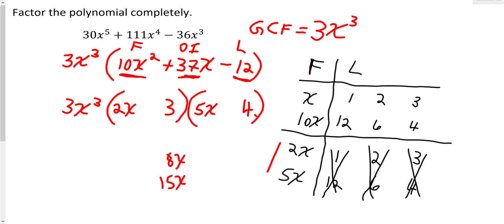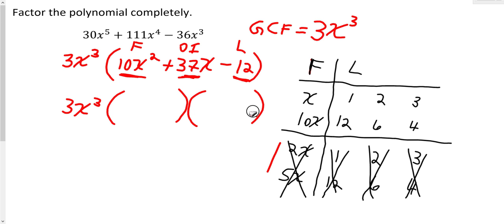So this is the problem my students ran into. They tried every possible combination of the factors of 12 with the 2x and the 5x, and they didn't find one that worked. Well, that just means that 2x and 5x will not work, so I can mark those off the list of first. And some of my students thought this meant that the polynomial was prime. The polynomial is not prime. You still have to try the other factors of 10x squared, x and 10x.